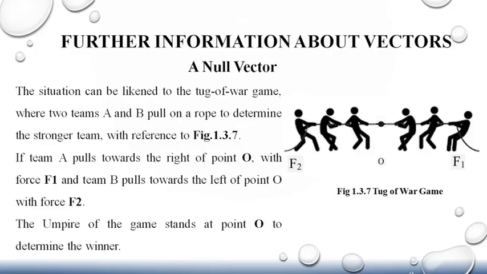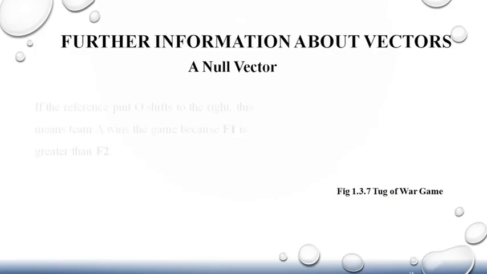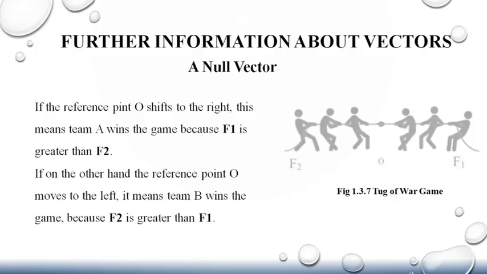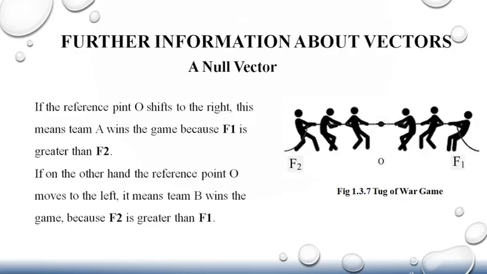If the reference point O shifts to the right, this means team A wins the game because F1 is greater than F2. On the other hand, if the reference point O moves to the left, it means B wins the game because F2, in this case, is greater than F1.